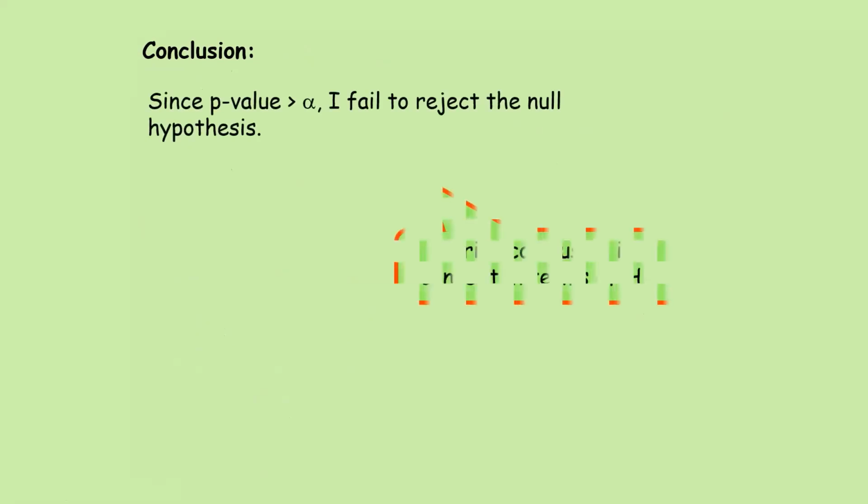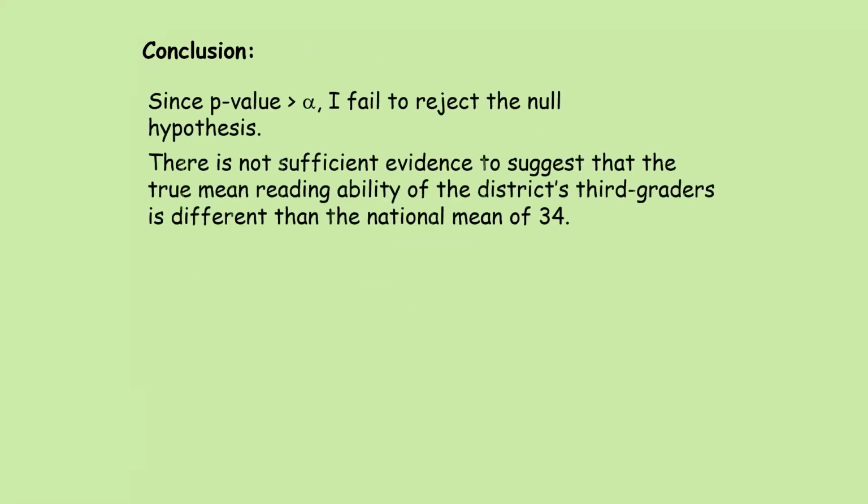Since p is greater than alpha, I fail to reject the null. There is not sufficient evidence to suggest that the true mean reading ability of the district's third graders is different than the national mean of 34.